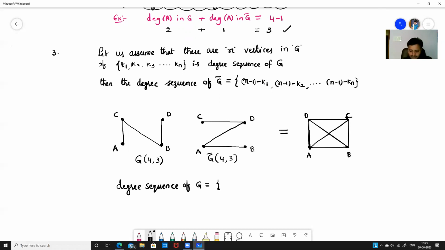Clearly, A has degree 1, B has degree 2, C has degree 2, D has degree 1. But the degree sequence should be shown in either increasing or decreasing order. Let me take the decreasing order: 2, 2, 1, 1. And what about the number of vertices in the graph? That is only 4 vertices. Now I want to find the degree sequence of G bar.